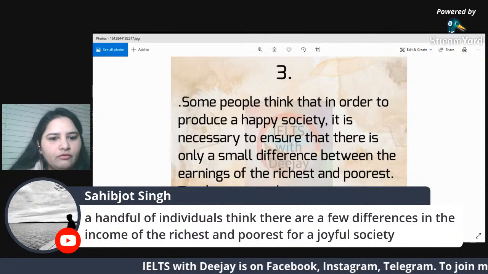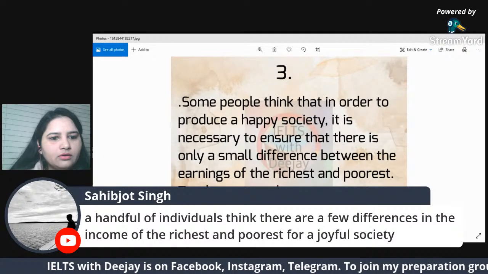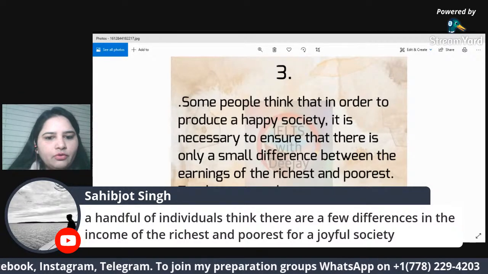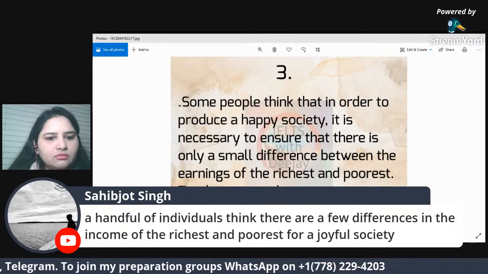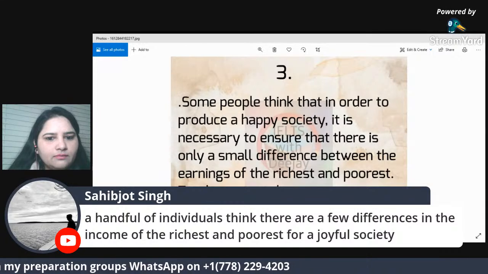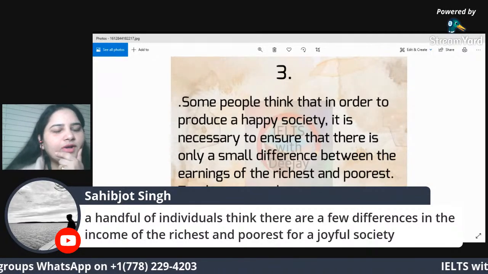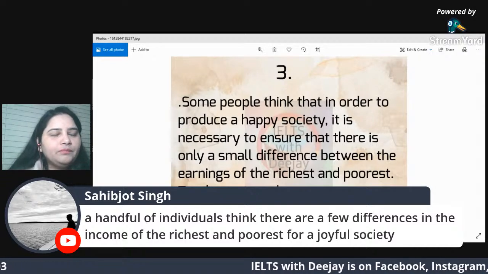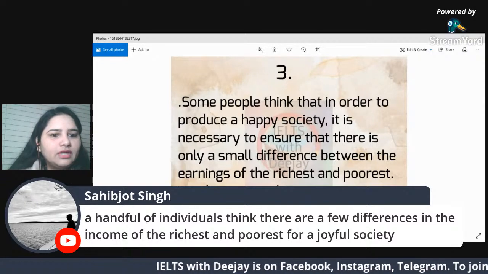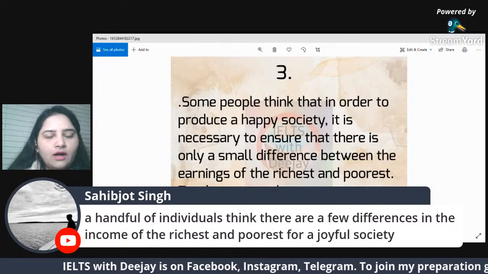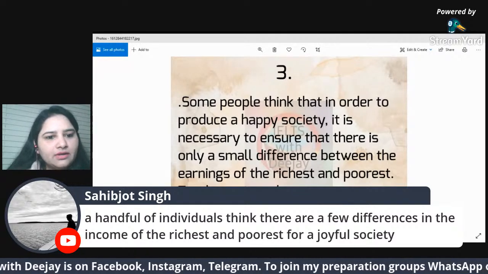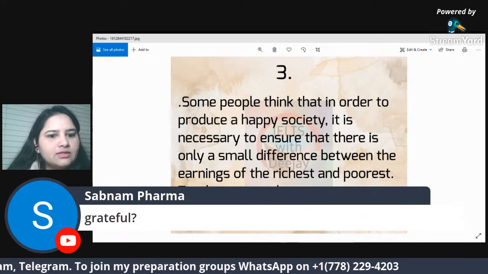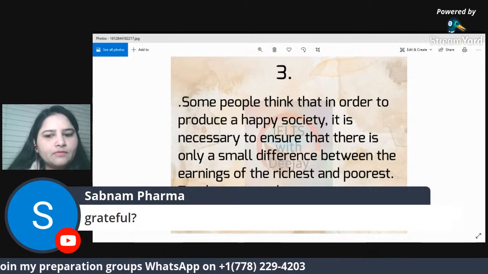Next: A handful of individuals think. For think, you can say are of the view. There are a few differences in the income of the richest and poorest for our joyful society. There are. You can't say there are. There should. Because they're giving a suggestion of this. There are is wrong because there are means there is. For happy, you can say grateful.